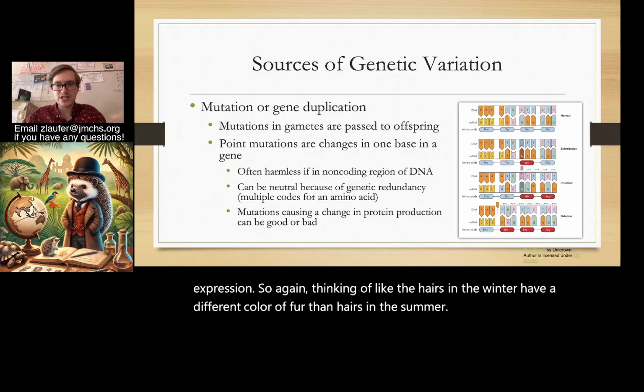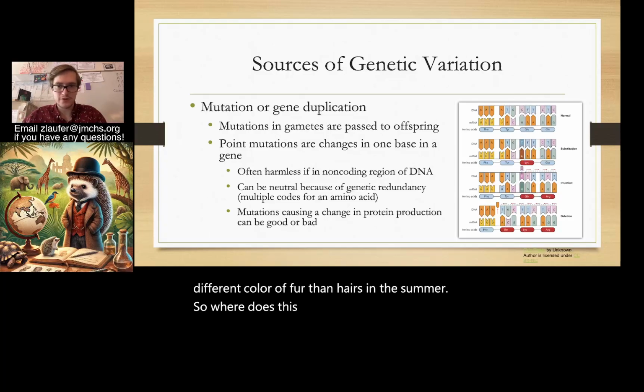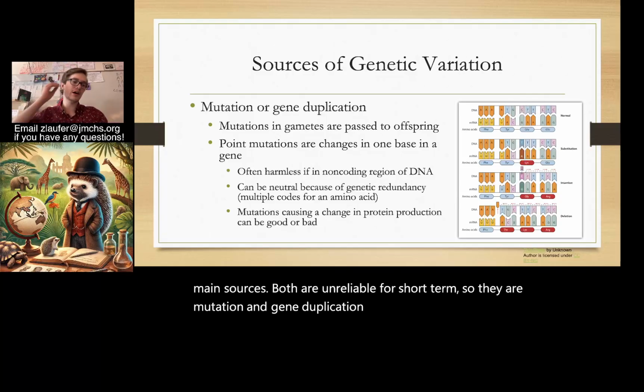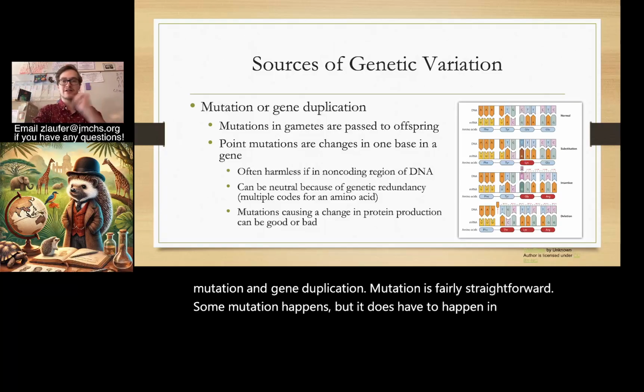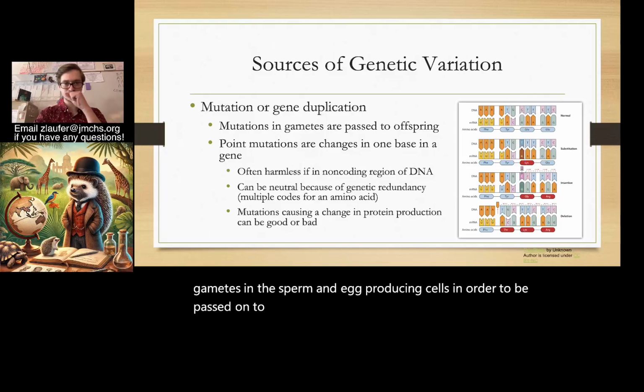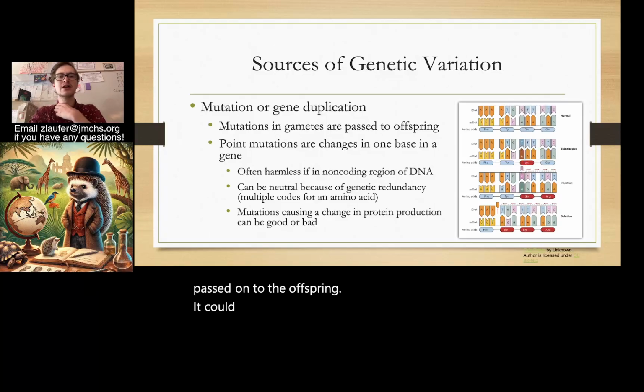So, where does this genetic variation come from in the first place? Two main sources. Both are unreliable for short term. So they are mutation and gene duplication. Mutation is fairly straightforward. Some mutation happens, but it does have to happen in the gametes, in the sperm and egg producing cells, in order to be passed on to the offspring. It could be a point mutation, or it could be a larger deletion or insertion type of mutation.